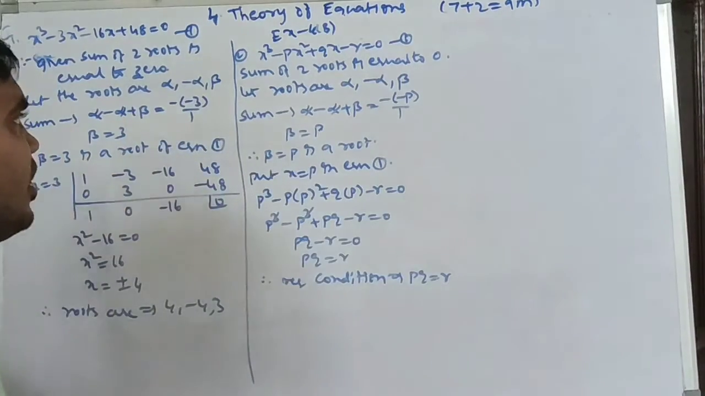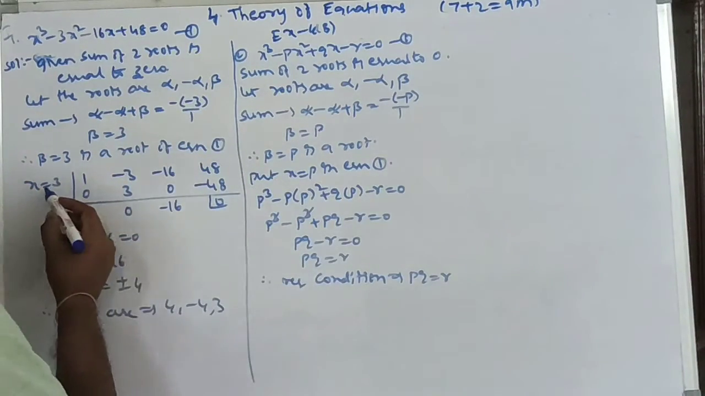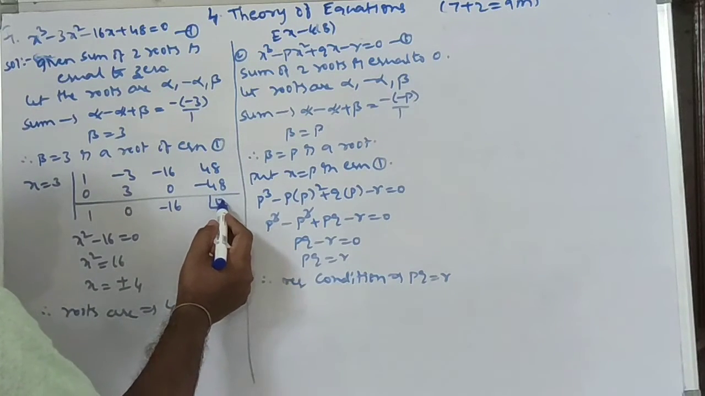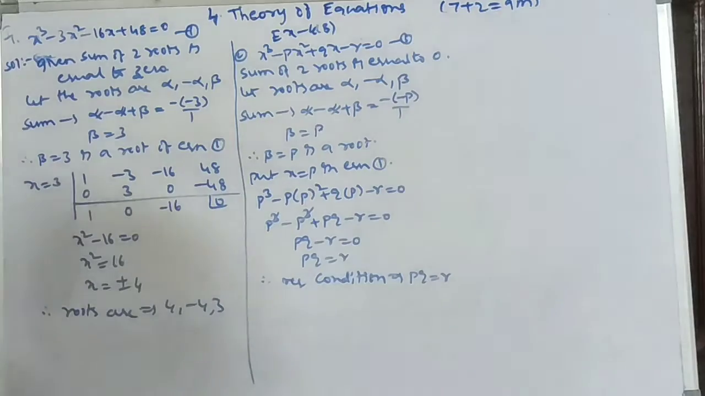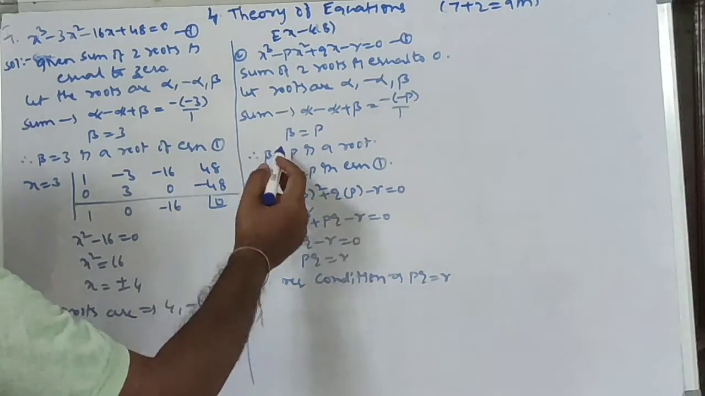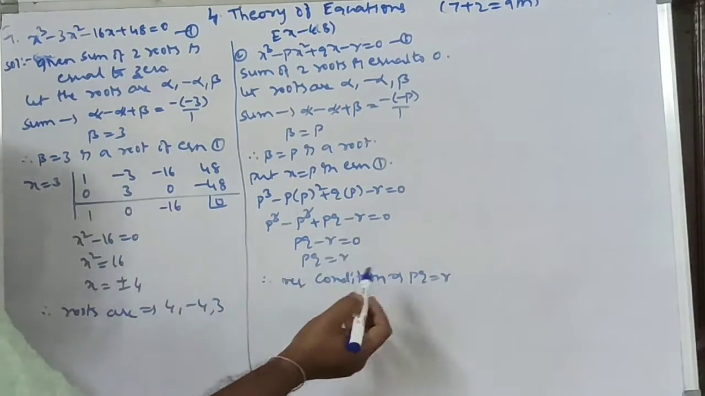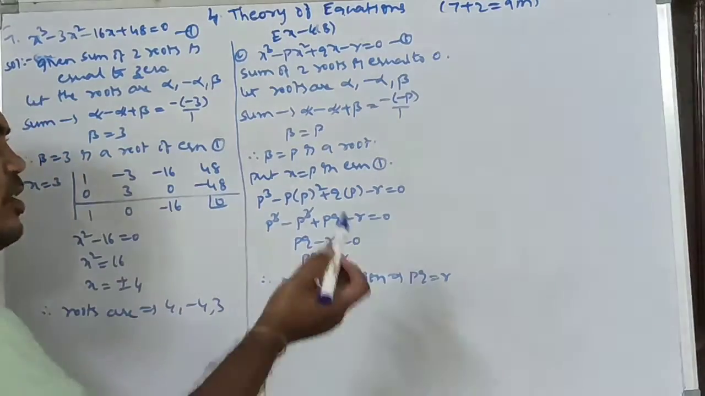Or else, if you take x equal to p and divide, you will get some remainder. If you make it equal to 0, p cube equal to r. Either you substitute or you use the Horner method, you get a remainder. Make that remainder equal to 0 since it is a root.